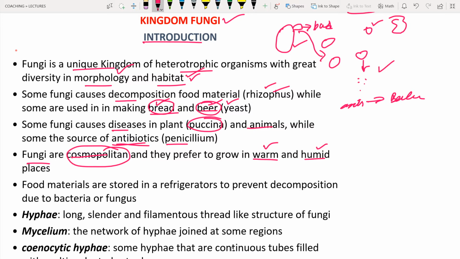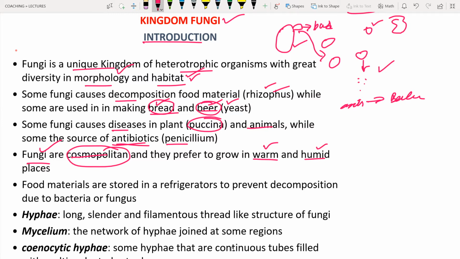So that is a perfect environment for the fungi to grow. Okay. So the food materials are stored in the refrigerator. Why do you store the food materials in the refrigerator? That is nothing but to store the food material without decomposition for a little bit longer time, whether it may be 1 or 2 days. So this is the main reason for the refrigeration of the food material.